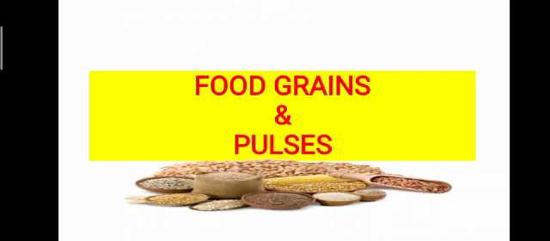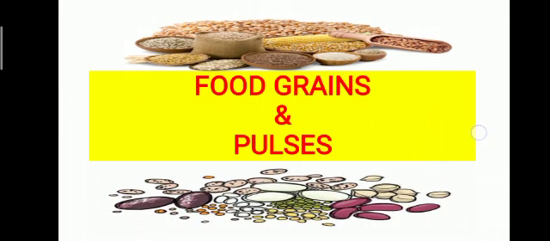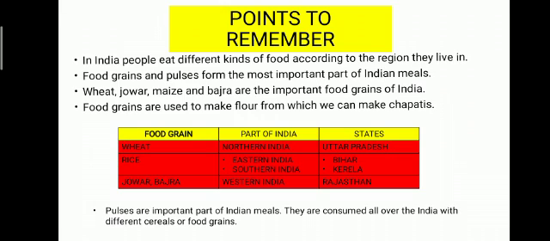Now moving on to food grains and pulses. In India, people eat different kinds of food according to the region they live in. Wherever they live, they eat accordingly. Food grains and pulses form the most important part of Indian meals. Wheat, jowar, maize and bajra are the important food grains in India. These are the examples of food grains available in India.